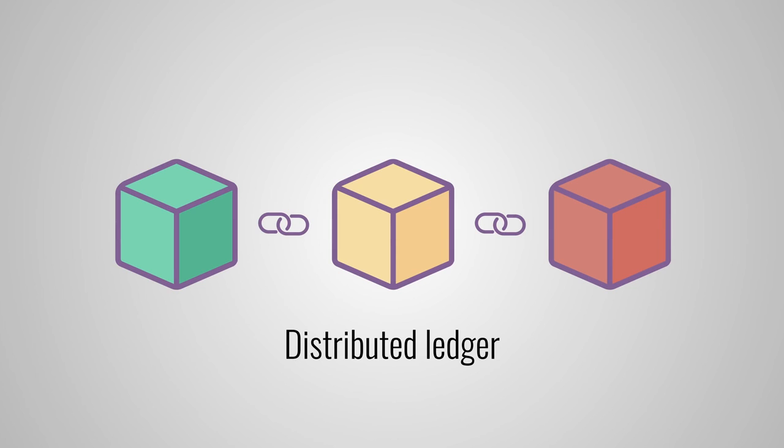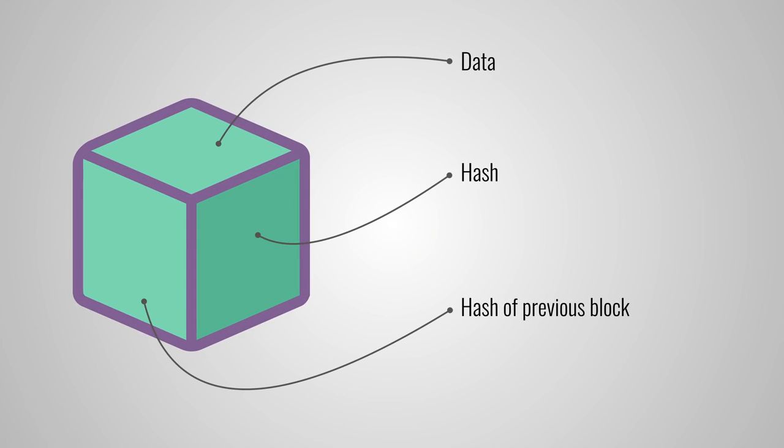They have an interesting property. Once some data has been recorded inside a blockchain, it becomes very difficult to change it. So how does that work? Well, let's take a closer look at a block. Each block contains some data, the hash of the block, and the hash of the previous block.